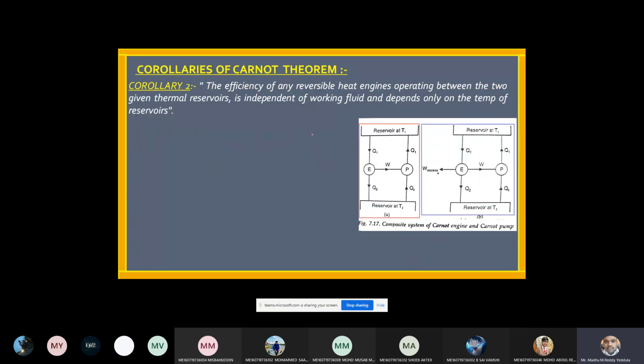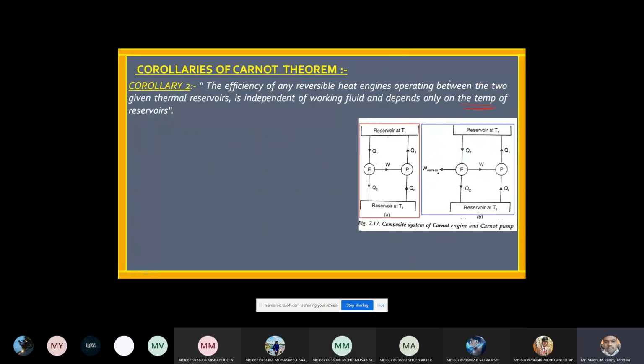Now corollary 2: the efficiency of any heat engine operating between two thermal reservoirs is independent of the working fluid. Whatever the fluid, it won't bother, but it depends only on the temperature of the reservoirs. So corollary 1 is that all reversible engines operating between fixed thermal reservoirs at fixed temperatures have the same efficiency. The second one is that the efficiency is independent of the working fluid, but depends only on the temperature. We are going to prove this one.